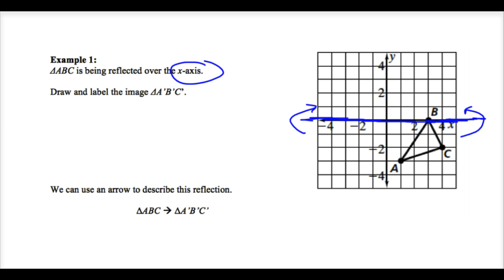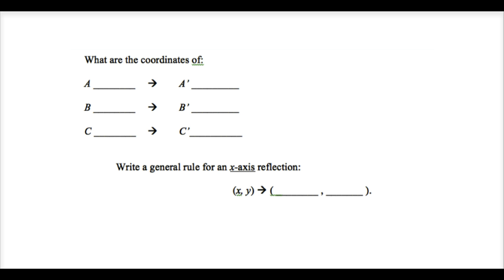Really, guys, it's just count how many spots it is directly away from the x-axis. So A was 3 spots down, so I go 3 spots up. B is on it, so I just mark it directly on it. C is 2 spots away, so I go up 2 spots and mark that. There's my A prime, B prime, C prime. I'm going to label that out. So it's basically like if you folded it over the line, the shape would match up. We can use that arrow notation for it as well. It's just triangle ABC gets reflected to A prime, B prime, C prime.